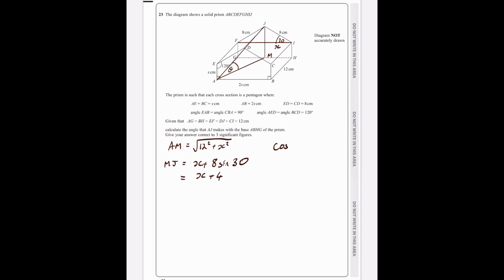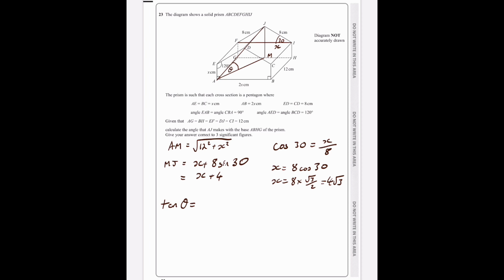So it's going to be x plus 8 sine 30, which will give you the whole distance from M to J. And also we know that there's a length x in there, so we can work out that cos 30 will be x over 8. Therefore, multiplying by 8, we get x equals 8 cos 30. Cos 30 is root 3 over 2. It's one of those standard ones. You can do that on your calculator if you wish.